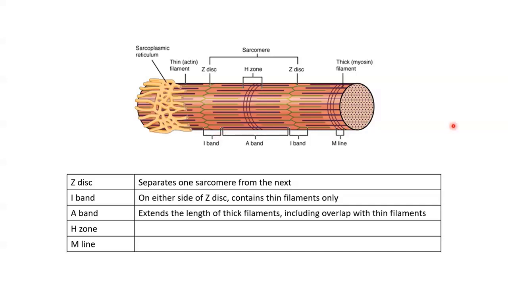The A-band is then the darker middle zone of a sarcomere. It extends the entire length of our thick filament, so this dark purple line. And towards each end of the A-band is a zone of overlap where our thick and thin filaments will actually lie side by side. So you can see in this section here and in this section here, we have overlap of that thick filament and that thin filament.